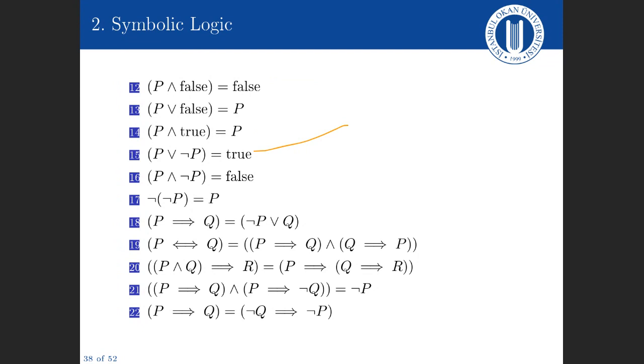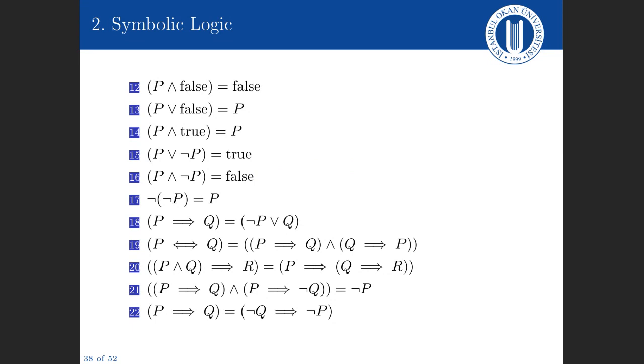P or not P. If P is true, then not P is false. So we have true or false. At least one of these is true, so true. If P is false, then not P is true. So again, at least one of the things on the left is true. So this is always true. For the same reason, P and not P is always false, because at least one of them is false. We never have that both P and not P are true.